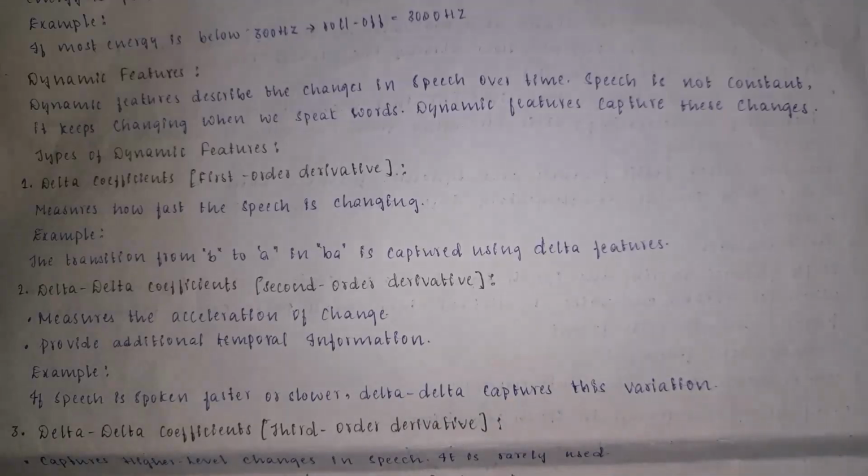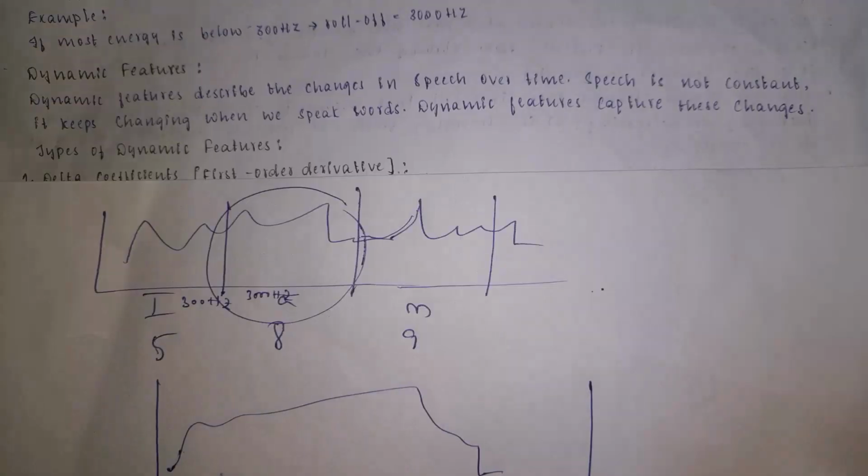Next, I will explain what are dynamic features. Dynamic features will describe changes in the speech over time. Speech is not constant. It will change over time. And dynamic features will capture these changes. Whenever I speak I am, speech is changing from I to A and A to M. The changes are captured by using dynamic features.